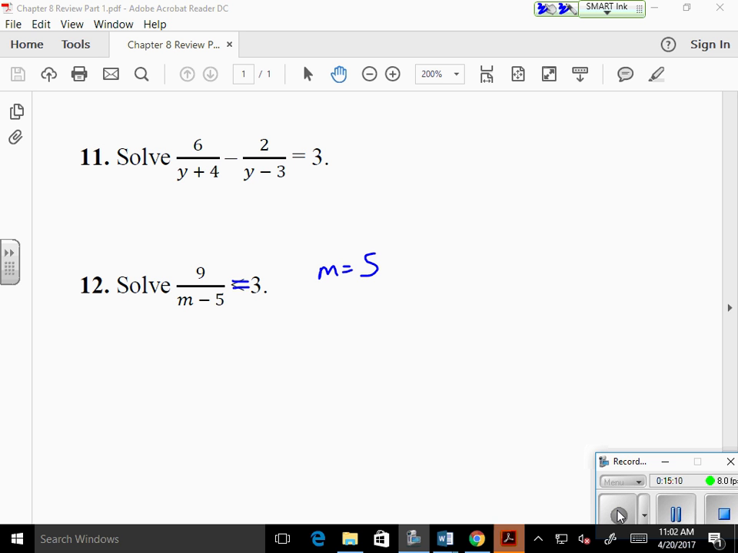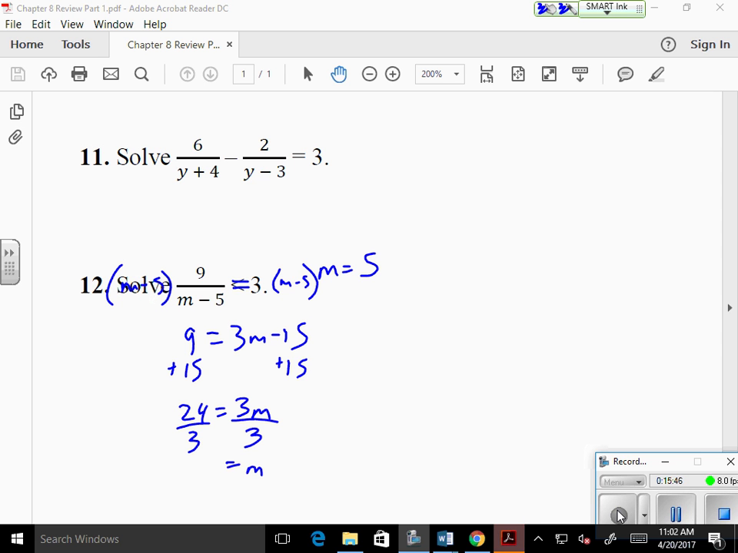The next step is to pretend like it's an equation and solve for m. And that'll give me the other value that'll be a key point in determining the interval. So if I multiply both sides by m minus 5, I get 9 equal to 3m minus 15. Add 15. I get 24 equal to 3m. Divided by 3, m would be 8. So the two key numbers are 8 and 5.